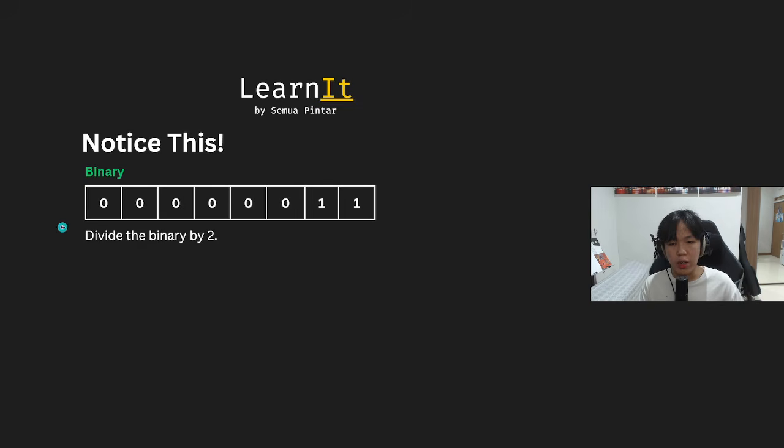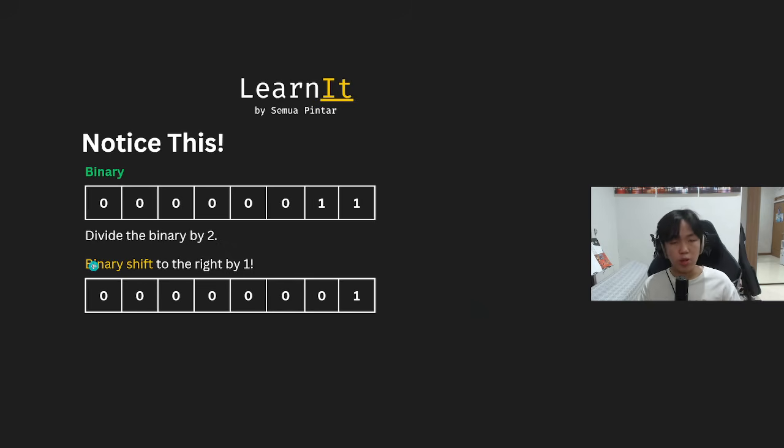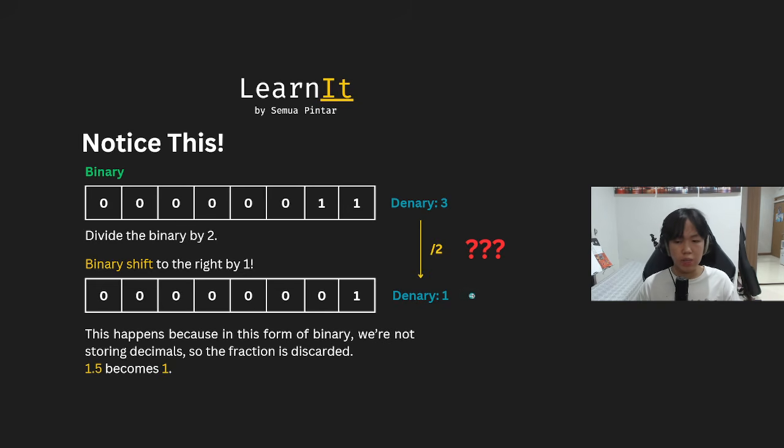So let's try to divide this binary by 2, okay? If you divide this binary by 2, you have to shift it to the right by 1. So you get this. Okay, but what do you notice? On the top, the binary has a denary conversion of 3, whereas below here, the denary is actually 1. And this doesn't make sense because if you divide 3 by 2, it's 1.5. So why is the denary 1? The reason is because in this form of binary, we're not storing decimals, so the fraction is discarded.